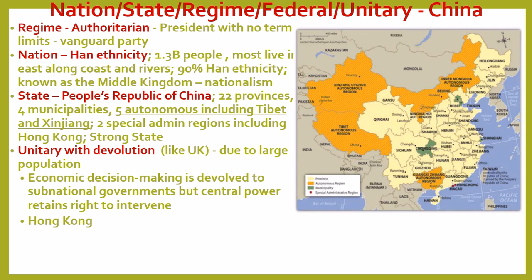And the reason why we're seeing devolution in China is because to administer over 1.3 billion people is difficult. So there has been some power given to local provinces. So there is some degree of devolution in this unitary state. Economic decisions, for example, are devolved to subnational governments. These are more local governments, but central power remains at the national level, and the national government has a right to intervene. An example of this is Hong Kong. China will intervene in Hong Kong's affairs and has, which is the source of all the tension and protests.